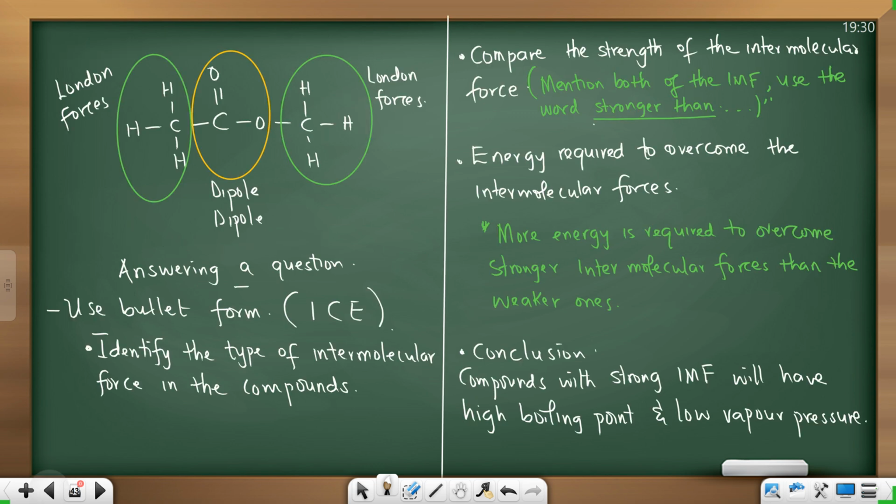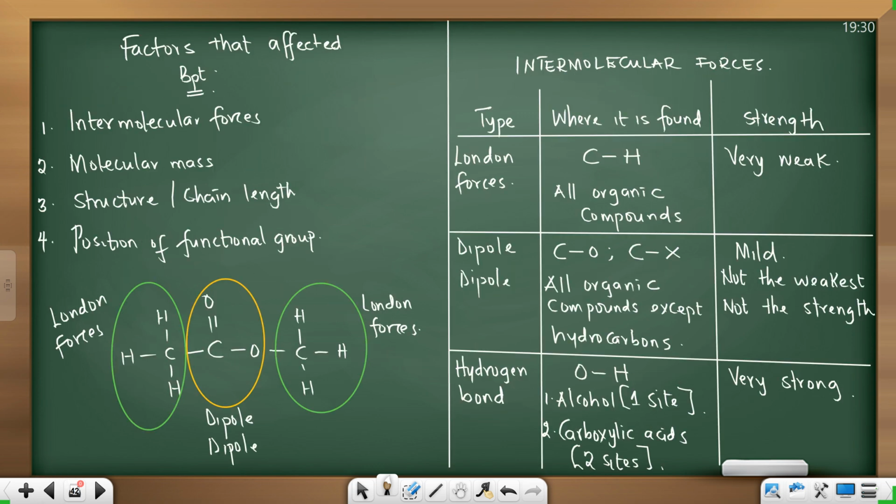One second, I just want to check something. Sorry, just want to check something there. I said molecular mass. Okay, it's fine.